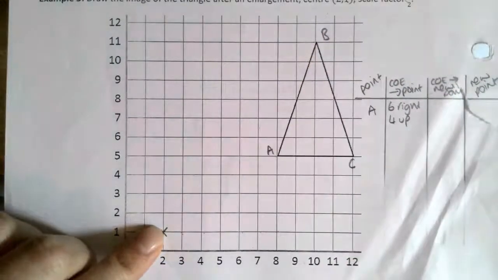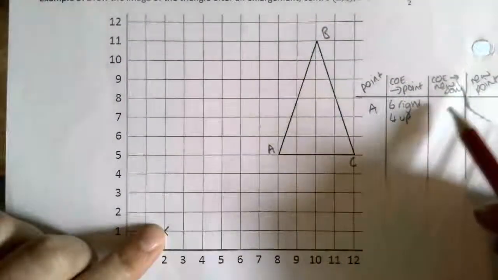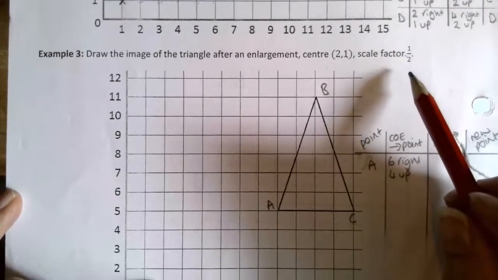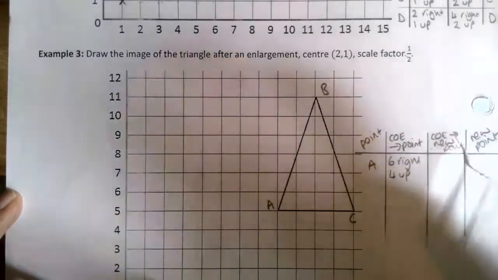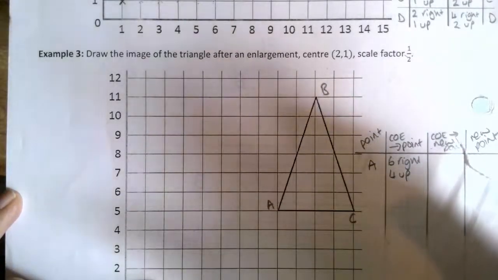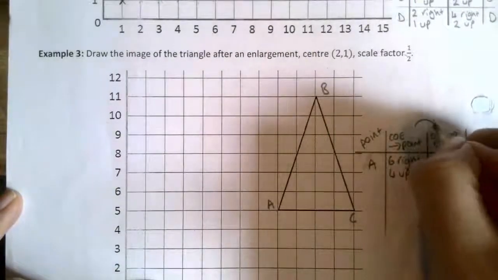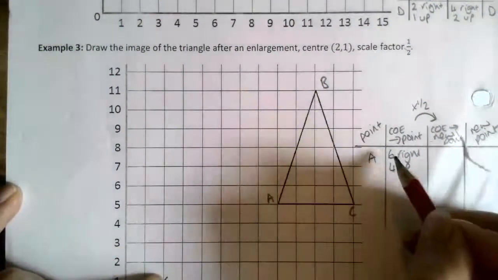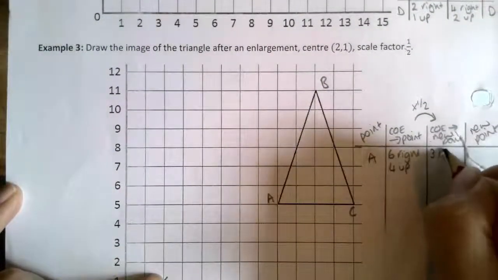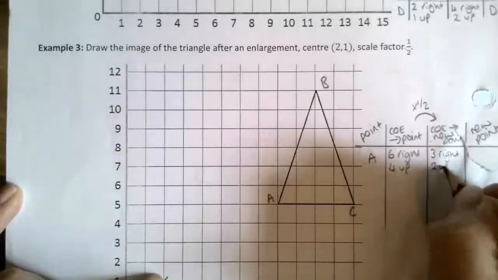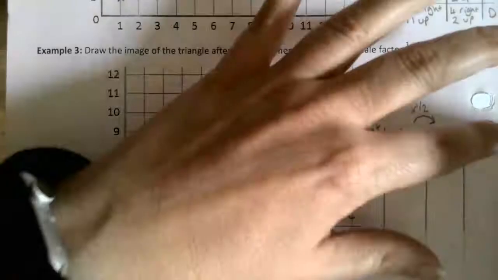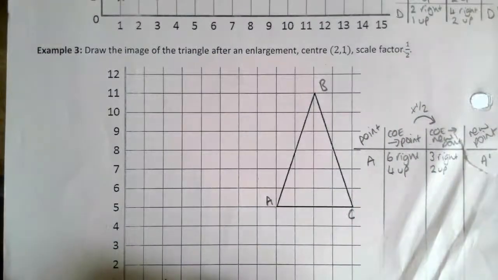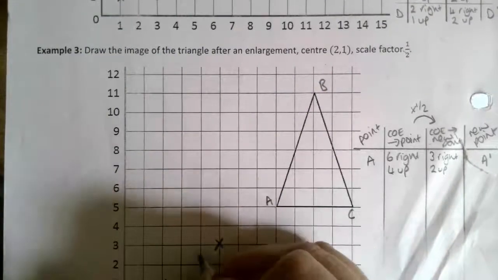Okay, so our first point A, centre of enlargement to the point is 1, 2, 3, 4, 5, 6 right, and 1, 2, 3, 4 up. Okay, so now we have to apply our scale factor to figure out what goes in here. So our scale factor this time is 1/2. So remember what I said earlier, whenever it's a fraction, it means the shape is actually going to end up getting smaller. So this time we're multiplying by 1/2.